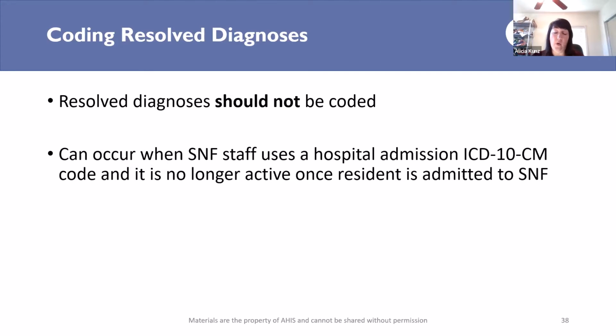For instance, one I see often is acute kidney injury. Maybe they go in, they're dehydrated, they have some sort of issue with their kidneys, and their diagnosis is AKI, acute kidney injury. But usually if you look on the discharge summary, it's going to tell you that it's resolved by the time they left to go to you. So just be careful that what you're coding is something that is active once they've come to you.